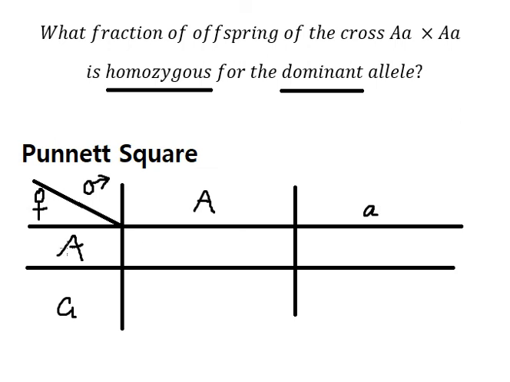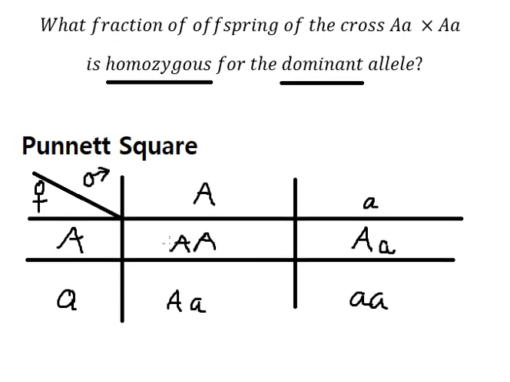So capital A, with capital A we have capital A. That is about dominant. The small a, that is about recessive. So capital A, with small a we have capital A and small a in here. This one capital A and small a. Small a and small a we have small a, small a.